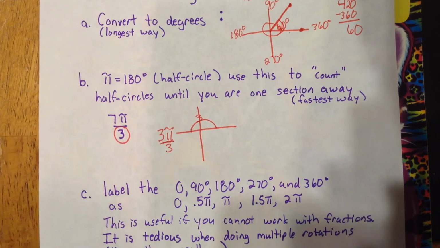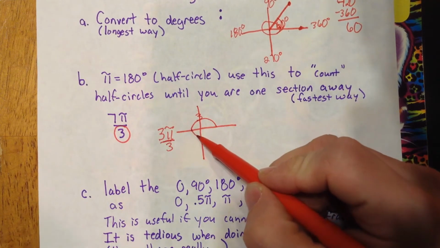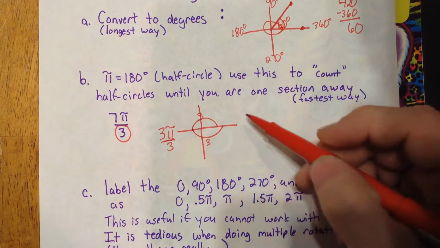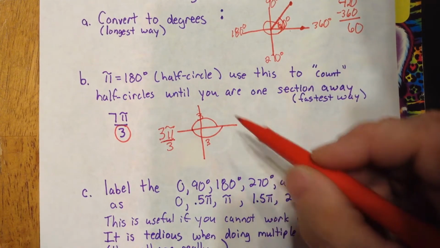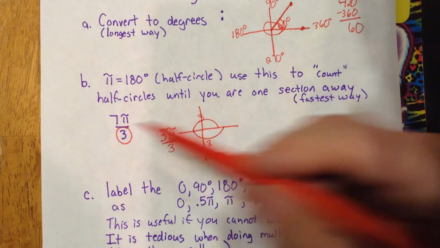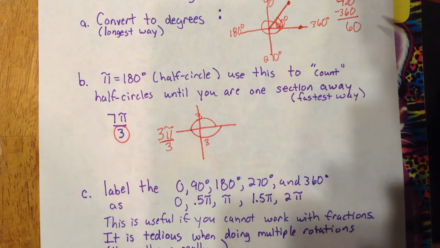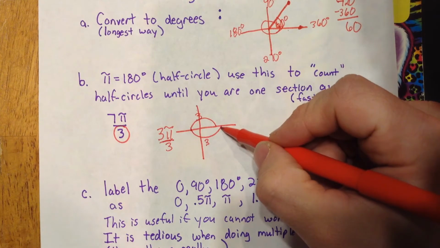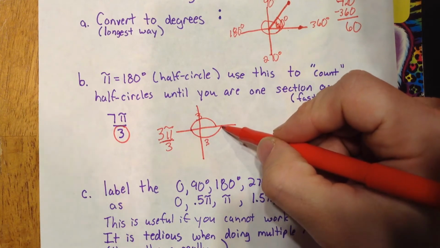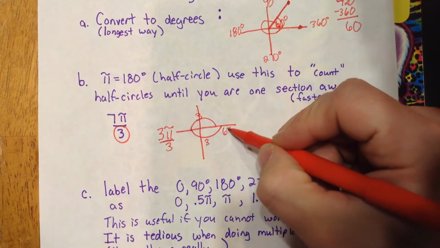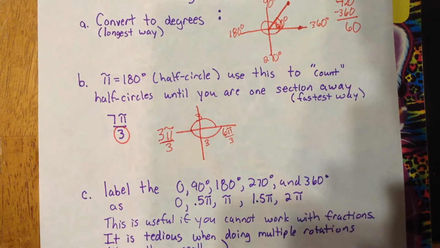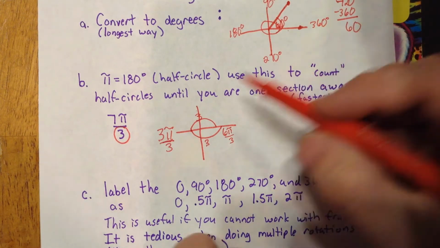I need 7. So I'm going to keep going. Another half circle gives us 3 more. That brings us to 6 total. 3 plus 3 is 6. I need 7. I'm still not there yet. Well, if I go all the way around again, I'm going to get to 9. That's too many. But if I'm at 3 pi over 3, or 6 pi over 3 right now, that's where I'm at, because there's 6 of them, I need 1 more to get to 7 pi over 3.